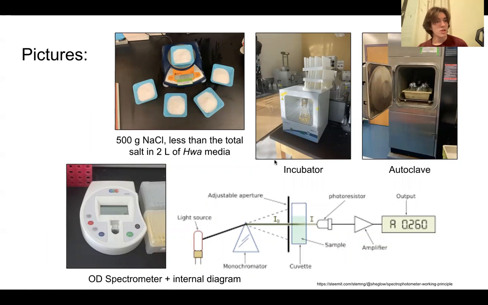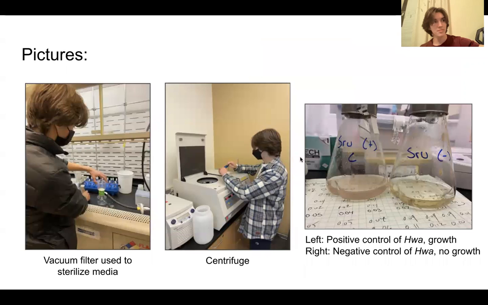Growth was measured observing the optical density of the media with a spectrometer. At the bottom of this picture is a spectrometer along with a diagram of how it works. Also pictured is an incubator and autoclave, which works as a sterilizing pressure cooker for the media, and some of the salt that went into 2 liters of H. walsbyi media. Here's a filter sterilizer in use.